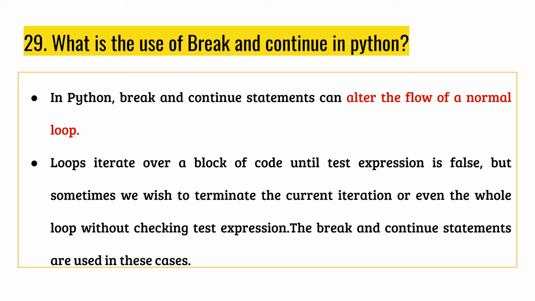So for example, the user gives three inputs, let's say 1, 2 and 3. If the user gives the input as 3, the loop has to be terminated. So in this case, the condition is not going to be checked. We need to break the loop from inside the loop. So in those cases, break and continue will be used.